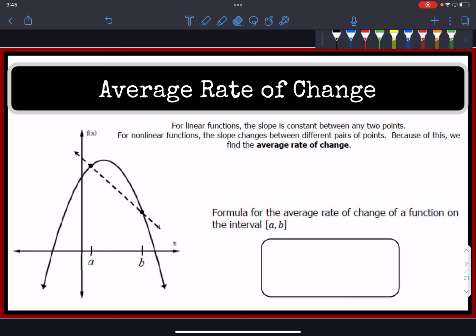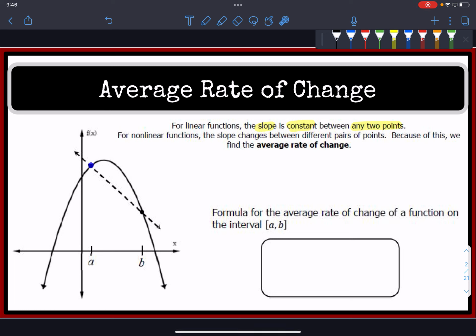Now for linear functions, what you learned in Algebra 1, their rate of change is constant. That is referred to as the slope. That is a constant rate of change between any 2 points. So regardless of what points you have, the slope of that line is always going to be constant. However, if you have functions that are not straight, like this parabola right here, then the slope between the 2 points is going to be different depending on the 2 points that you use.